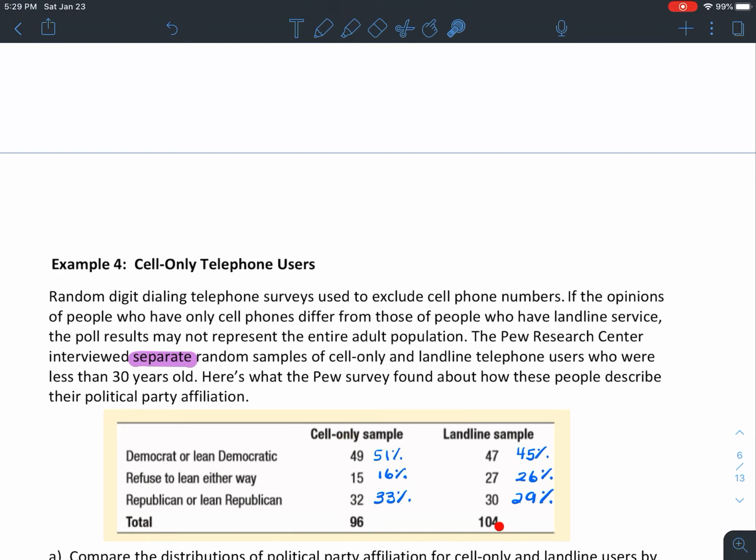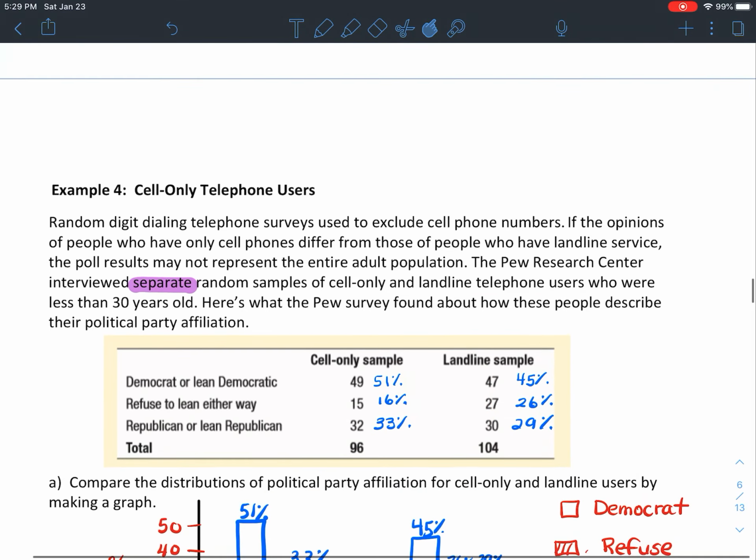You'll notice the sample sizes are different. There was 96 from the cell phone group, 104 from the landline group. So I got 50% by dividing 49 by 96, 15 by 96, and 32 by 96. Did the same thing over here, so I have the percentages.